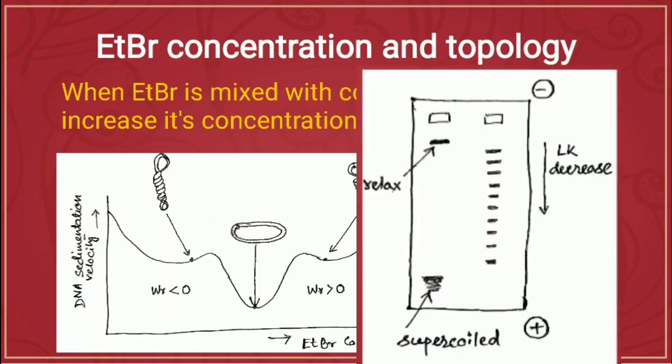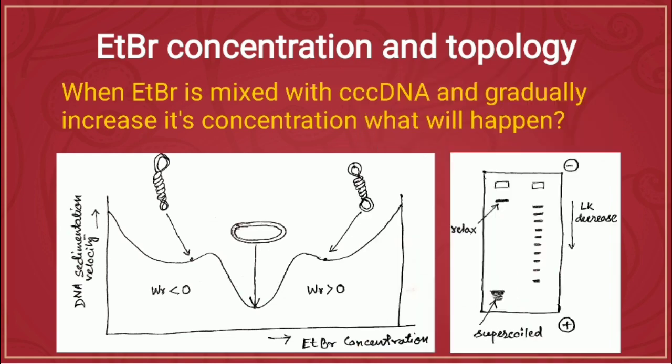And if we run relaxed plasmid and supercoiled plasmid in a gel, the supercoiled structure will run faster than the relaxed plasmid because the structure is more compact than the relaxed one. Plasmid migrates more distance when the linking number is decreased.